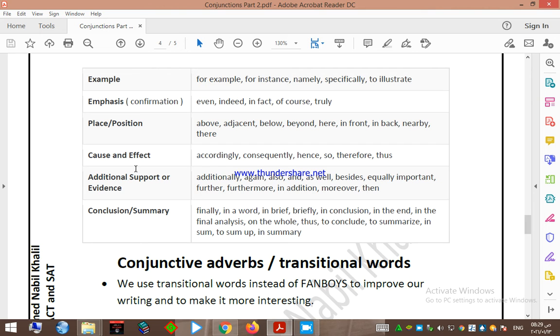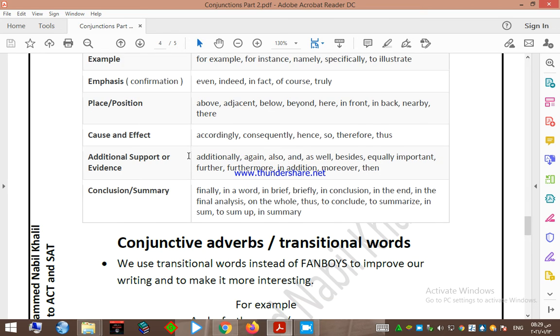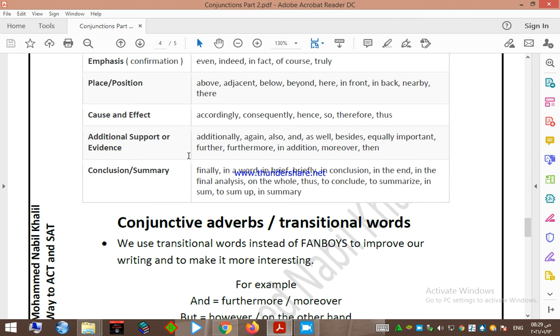And we can use some transitional words to show cause and effect, like accordingly, consequently, hence, so, therefore, thus. To add more information, additional support or evidence, like additionally, again, also, and, as well, besides, equally important, furthermore, in addition, moreover, then.